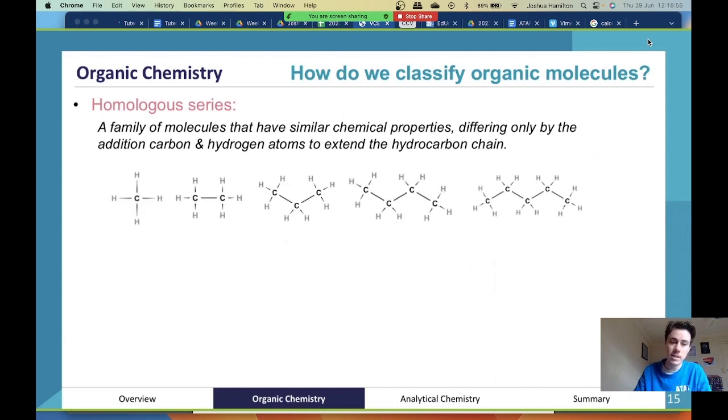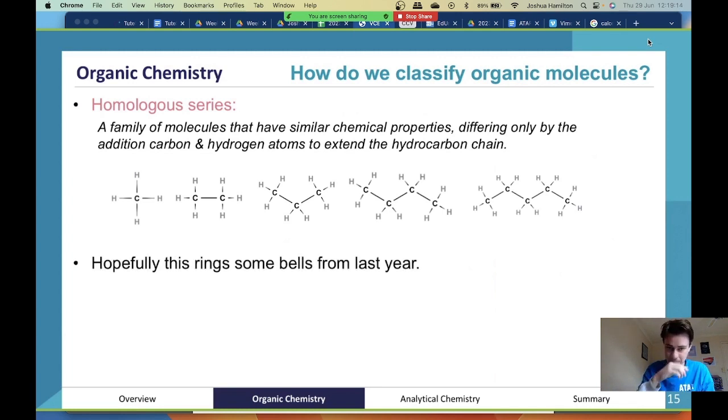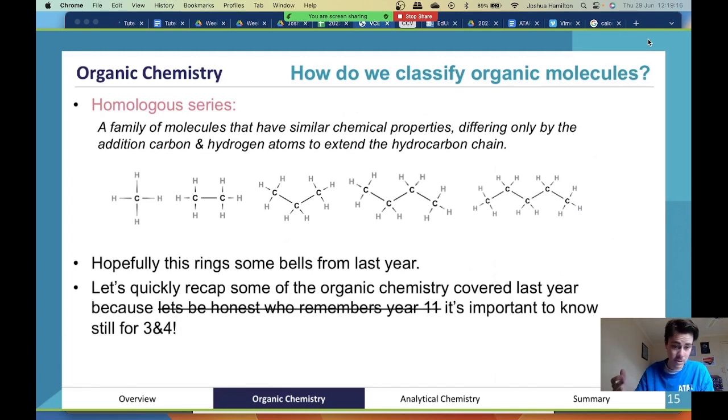So this is an alkane homologous series. Why is it an alkane homologous series? Well, we have ane at the end. Ane refers to single bonds only, and in between our carbons here, we only have single bonds. So therefore, we refer to this as an alkane series. Hopefully this rings some bells from last year.